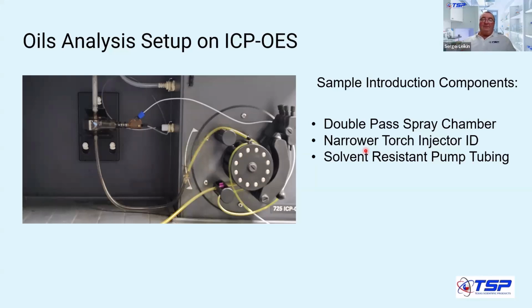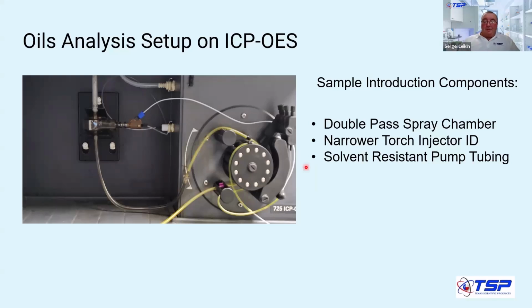So even with kerosene-type solvents, there is more sample going to the plasma, and you need to slow it down. That's why typically a smaller or narrow injector ID is used. And of course, you need to use pump tubing that's going to withstand the solvent.